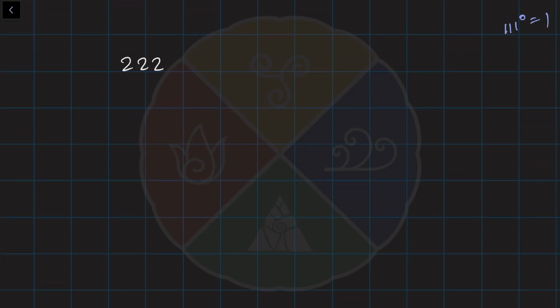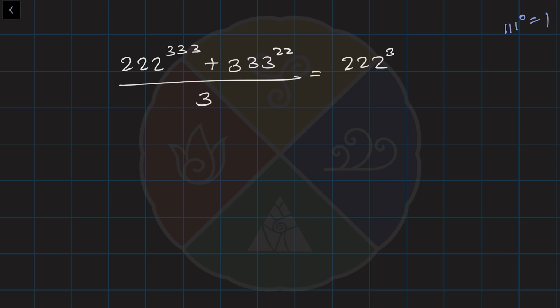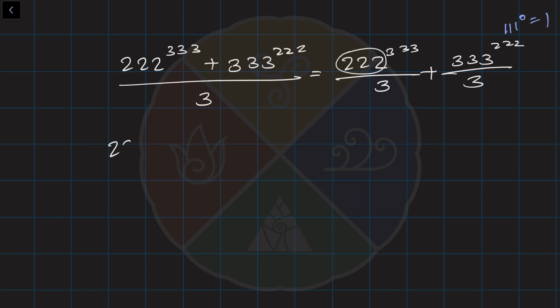Our number is 222 raised to 333 plus 333 raised to 222. I am going to check if this number is divisible by 3. Instead of checking them together, I am going to check them separately. 222 raised to 333 divided by 3 plus 333 raised to 222 divided by 3. See, the number 222 itself is divisible by 3. How can I say? Because the divisibility rule of 3 is that you simply add the digits, 2 plus 2 plus 2, and the resultant should be divisible by 3. See, the resultant is divisible by 3.